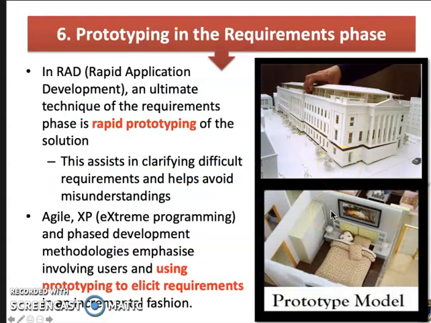There is also the option of using prototypes to gain a better sense of stakeholders' needs and elicit true requirements, as I've mentioned with the JAD session. Here we can also use techniques such as rapid application development and extreme programming.